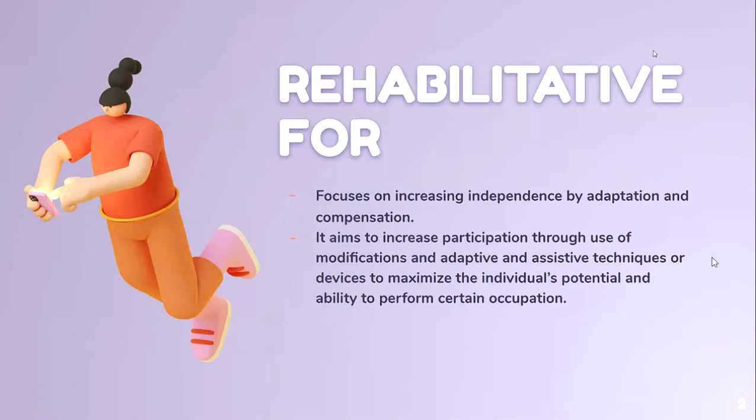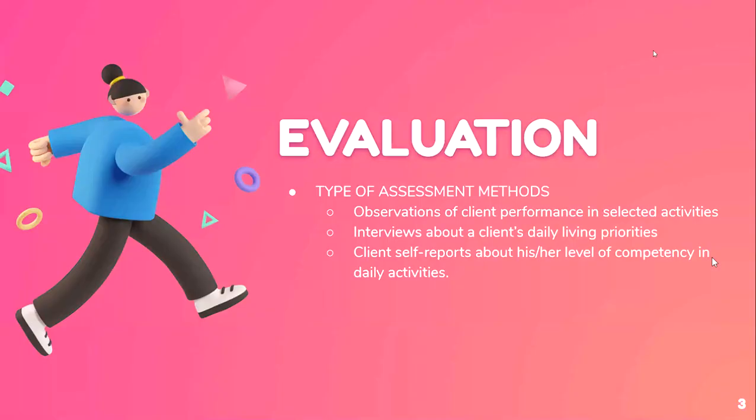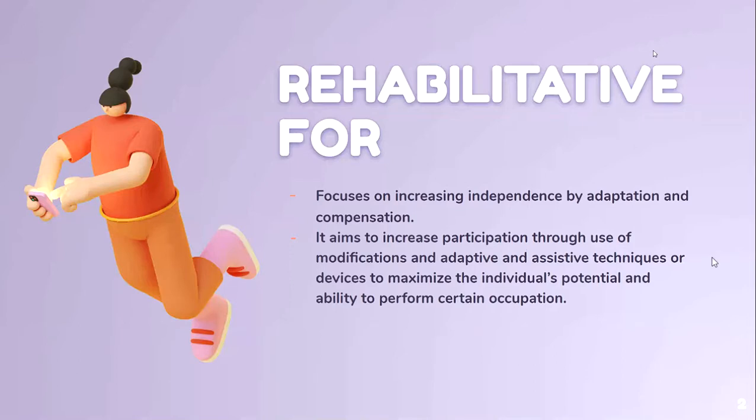So the type of assessment methods for this FOR is through observation of client performance in selected activities, interviews about the client's daily priorities, client self-reports about his or her level of competence in daily activities. So the factors associated with an individual's functional status are the following. Characteristics of physical and social environments, equipment and economic resources, levels of supervision and assistance available, developmental expectations, motor process, and social interaction skills.